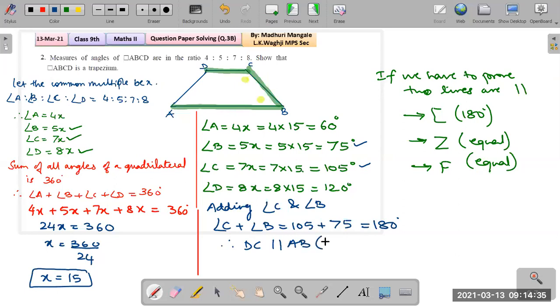How? By converse of alternate angles. If the alternate angles are equal, then we say that the sides, they are parallel. Okay, now we have proved that these two sides are parallel.